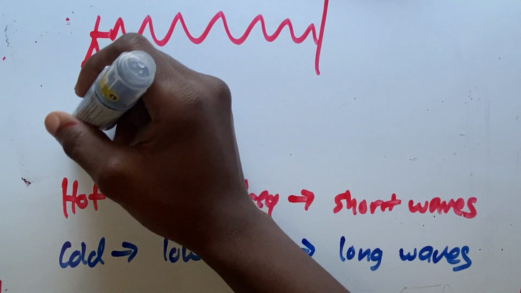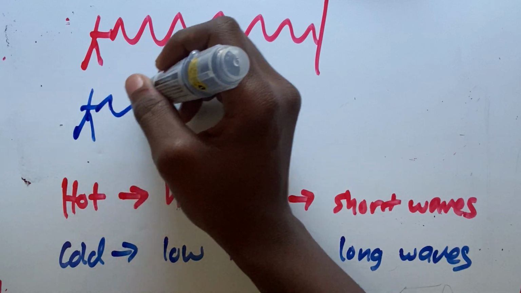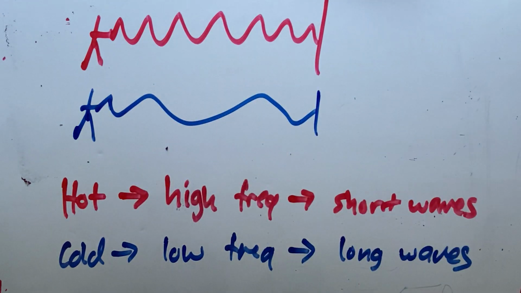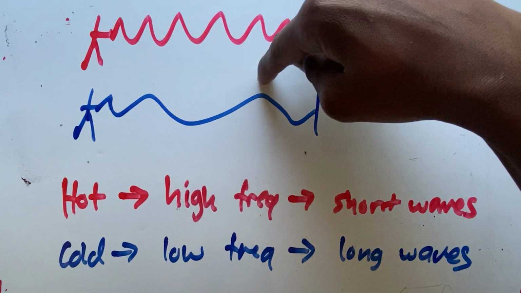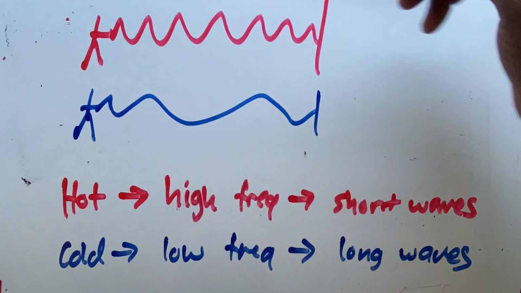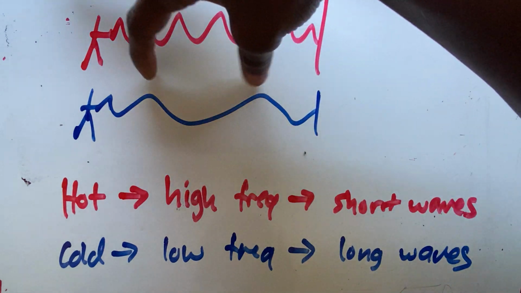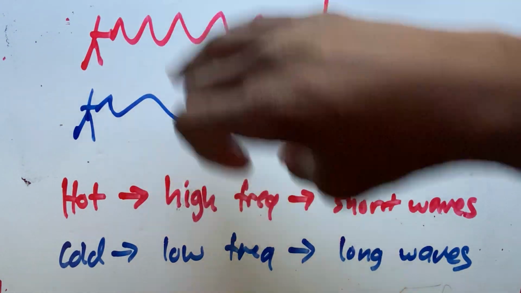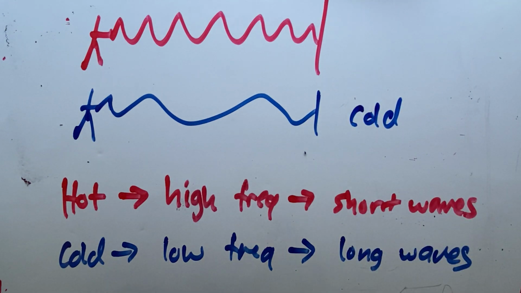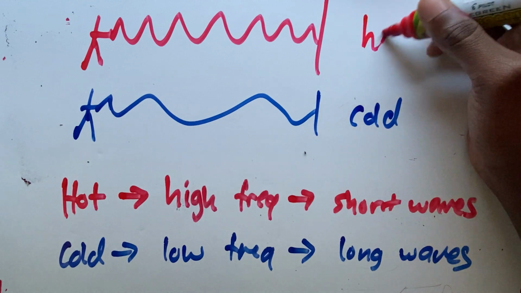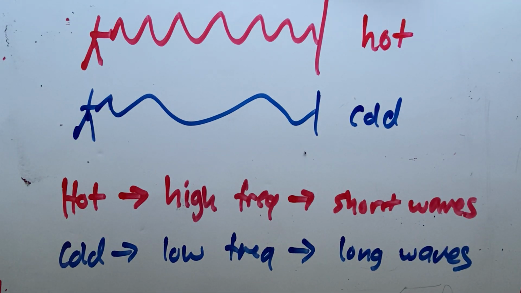Versus, they have another picture of her whipping it way slower. So you can see here, this is a lower frequency because there's a hump here, a hump way over here, indicating a lower frequency. And then just look at the distance of the waves in between. They're way longer. So this would be for a cold object, and this would be for a hot object. Boom. Okay, I think that makes sense.